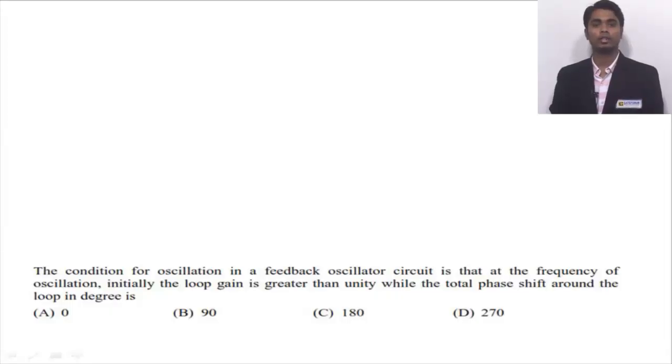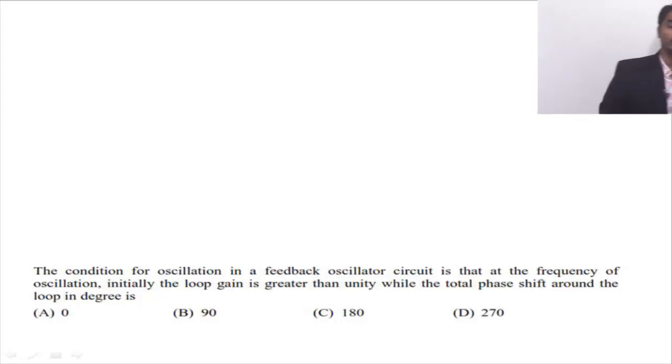The condition for oscillation in a feedback oscillator circuit is that at the frequency of oscillation, initially the loop gain is greater than unity, while the total phase shift around the loop in degrees is. See, whenever we use a sufficient amount of positive feedback in the amplifier, then that amplifier will work as an oscillator, and it is given by the Barkhausen criteria. What is the Barkhausen criteria? It is given that the product of A and beta should be 1 and the phase of the entire circuit.